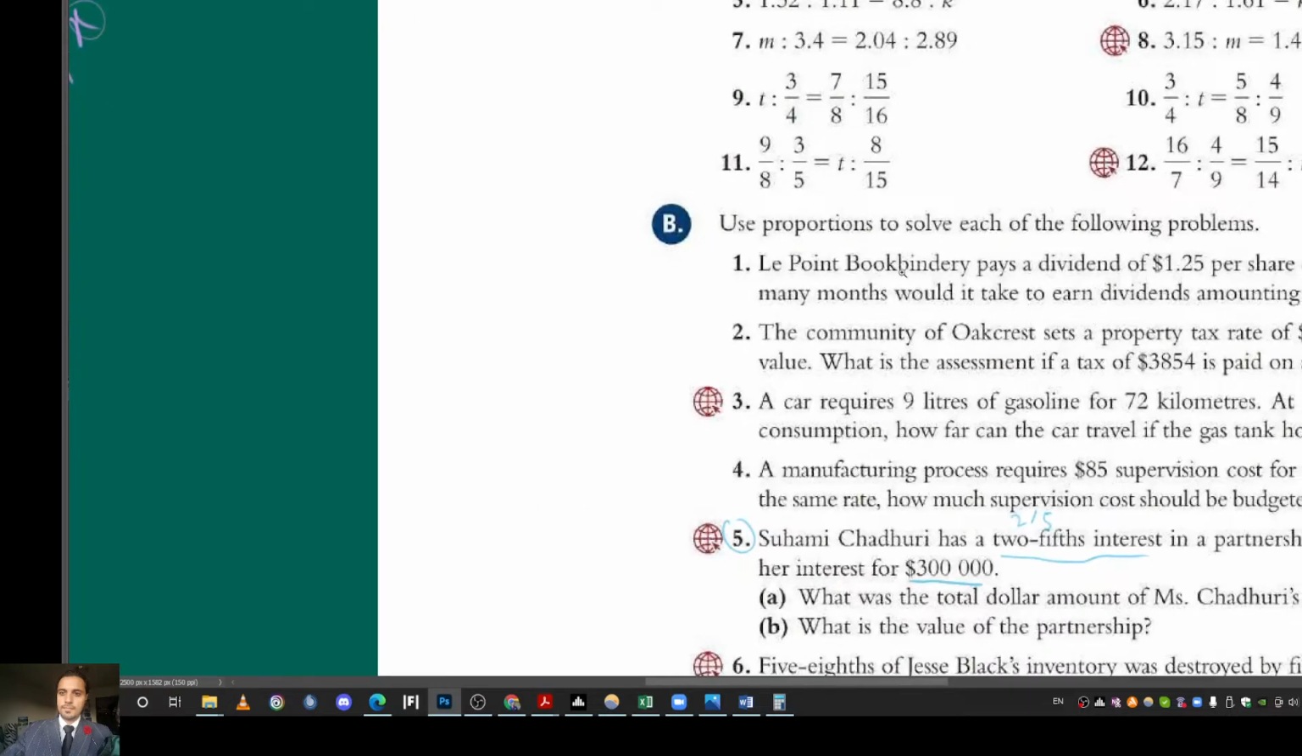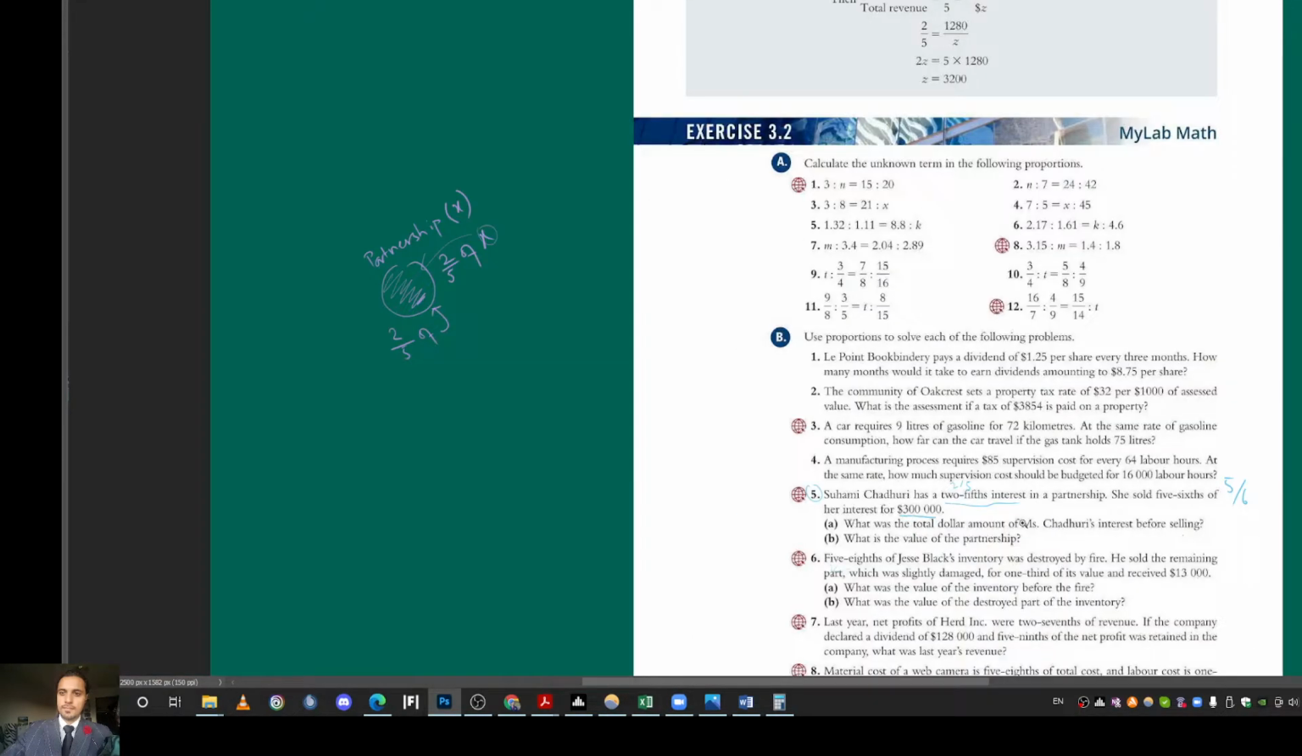So you can see here that Hamid Chaudhry has 2/5 interest in a partnership. So there is a partnership, and whatever the total amount of that partnership is, she has 2/5 of it. That means the other 3/5 does not belong to her. So out of the 5 parts of the partnership, 2 of them belong to her, and the other 3 belong to somebody else.